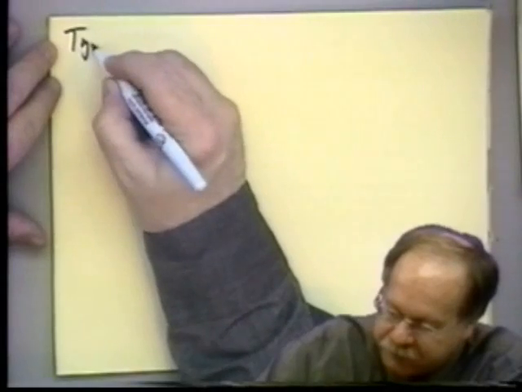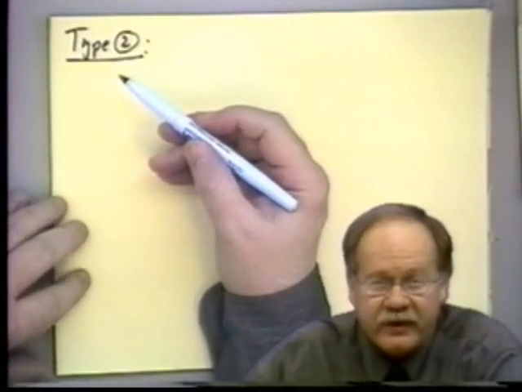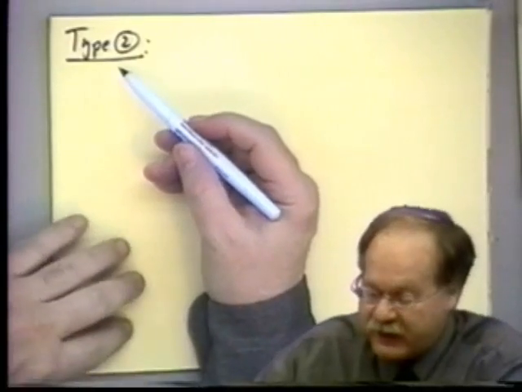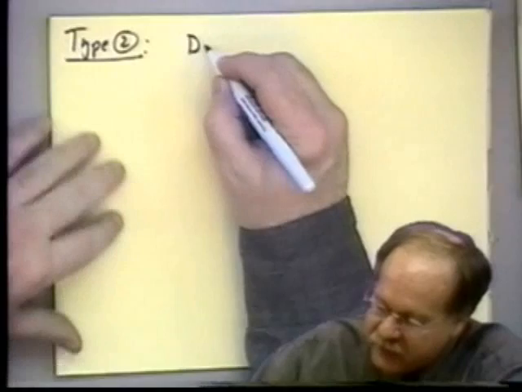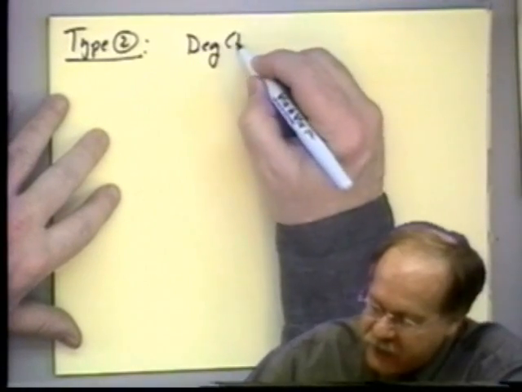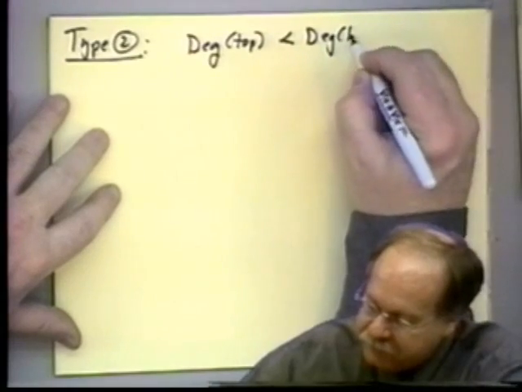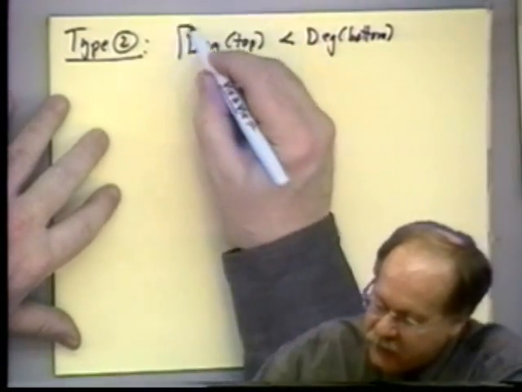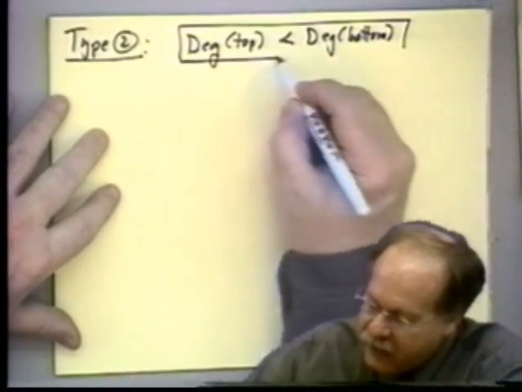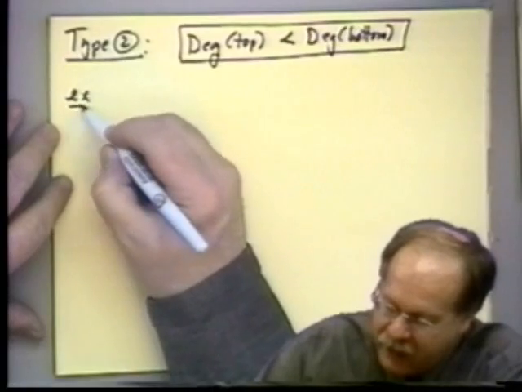Now, what if that's not the case? Well, that leads us to type 2. By the way, these names, type 1, 2, and 3, are non-standard, so in other books they may be listed another way. But here, we'll just go ahead with this way. Suppose the degree of the top is strictly less than the degree of the bottom. The previous case was where they were equal. Now let's look at where they are different and the top has degree less than the bottom.